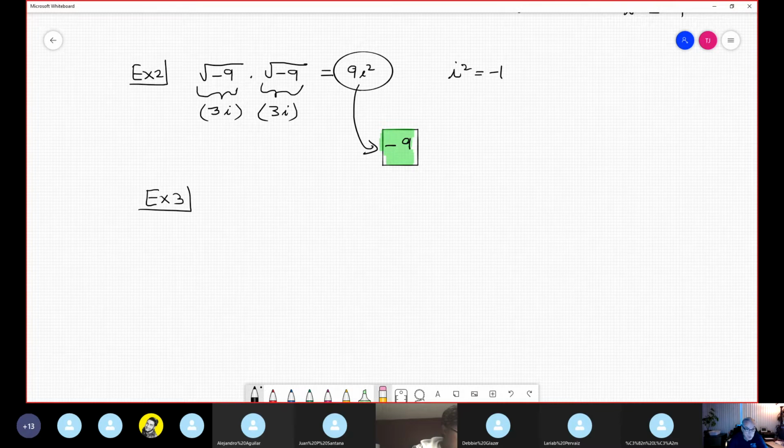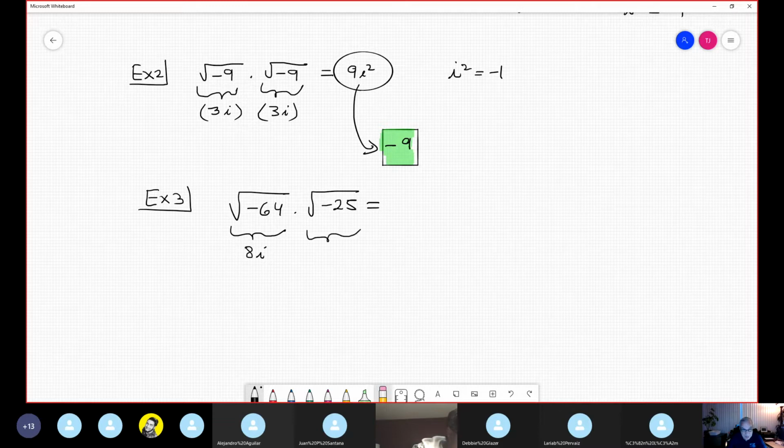Example 3. Okay, square root of -64 times square root of -25. Exactly the same. Remember the shortcut. You compute the square root of the number inside, the 64, I know it gets 8, and you put i, because the reason it gets i is because it's -64. If it's positive 64, it's just 8, real. It's not real, it's imaginary.